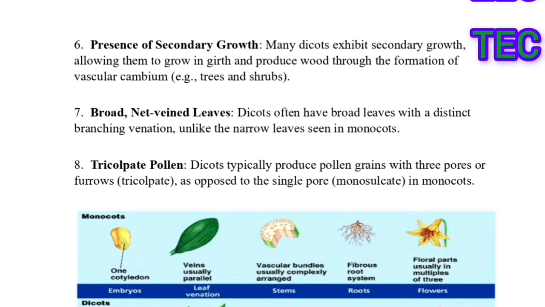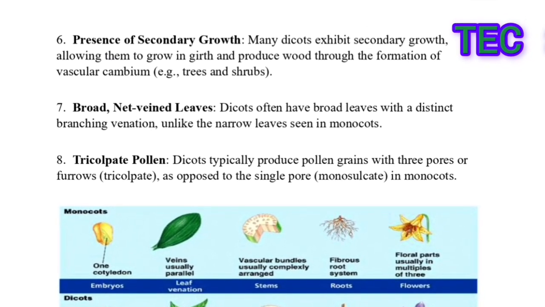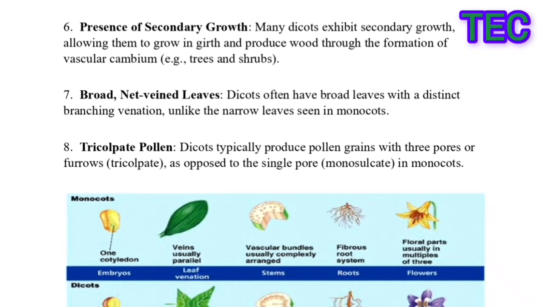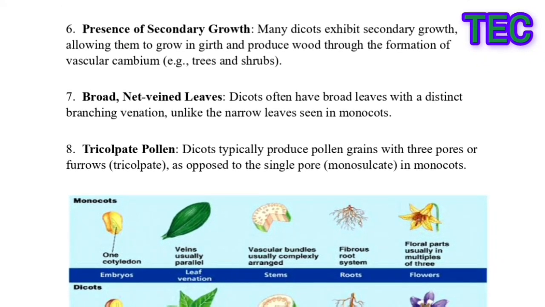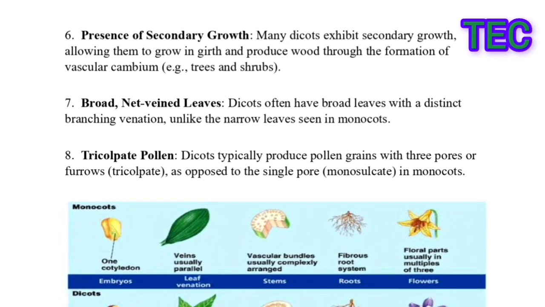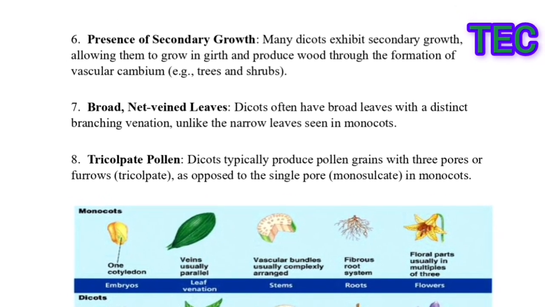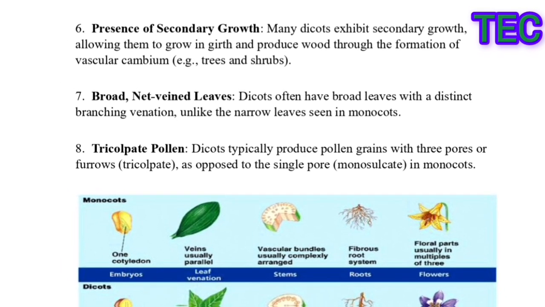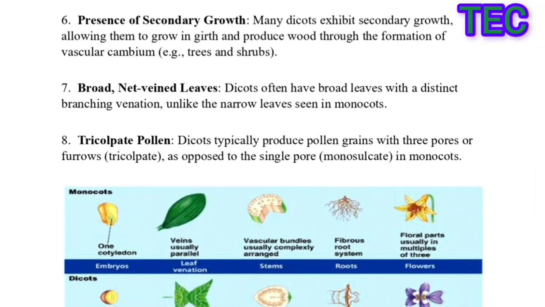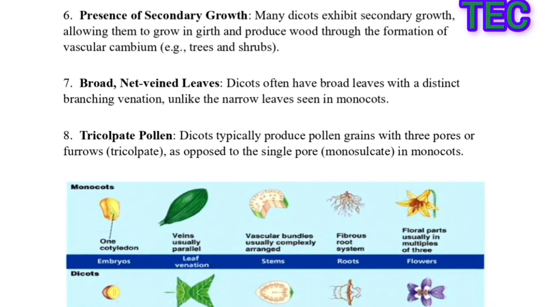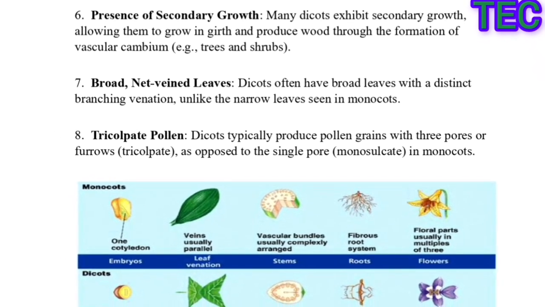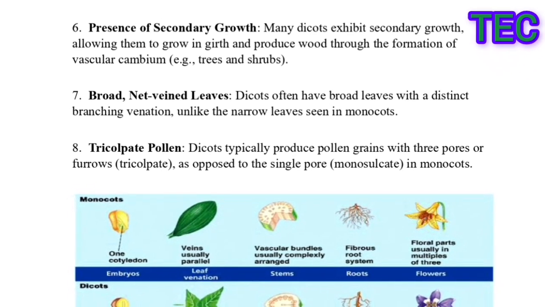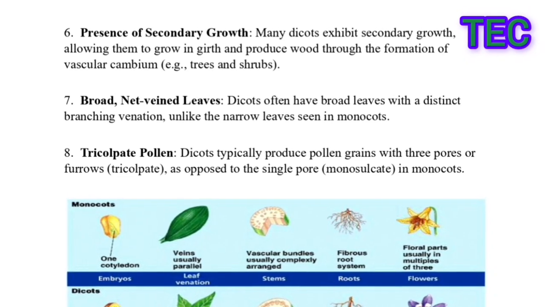Presence of secondary growth. Many dicots exhibit secondary growth, allowing them to grow in girth, producing wood through the formation of vascular cambium, e.g. trees and shrubs. They have wood. Broad or net-veined leaves. Dicots often have broad leaves with a distinct branching venation, unlike the narrow leaves seen in monocots. Tricolpate pollen. Dicots typically produce pollen grains with 3 pores or furrows, tricolpate, as opposed to the single pore or monocolpate in monocots. So that marks the end of that for today.